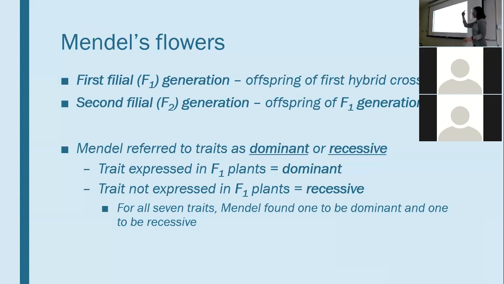And for all 7 of those traits we saw on that last slide, not that you need to memorize all 7 pairs of traits, for all 7 of those traits that Mendel was using, one of them was dominant and one of them was recessive. To some degree, we'll see when we get into chapters 13 and 14, he was kind of just lucky, but there are traits that work like this, where you have 2 options, one is definitely dominant, one is definitely recessive.